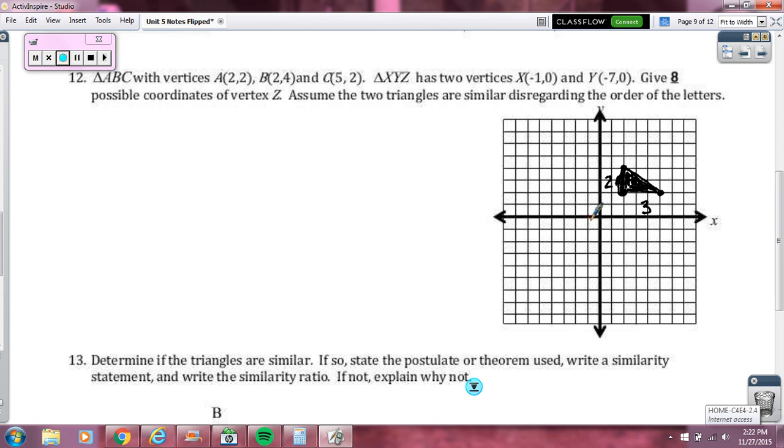I'm going to start drawing XYZ in another color. So I've got (-1, 0), which is right here, and (-7, 0). 1, 2, 3, 4, 5, 6, whoa, 4, 5, 6, 7. Okay. So I know that that red is going to be one side of my similar triangle. It's 6 units long. So let's pretend for a second that that 6 is going to correspond with the 3. So if the 6 corresponds with the 3, then if the other side is 2 on my triangle, I would need to make something, let's see, 12.